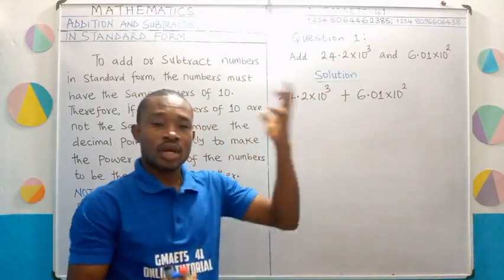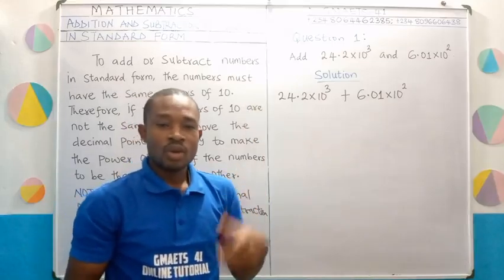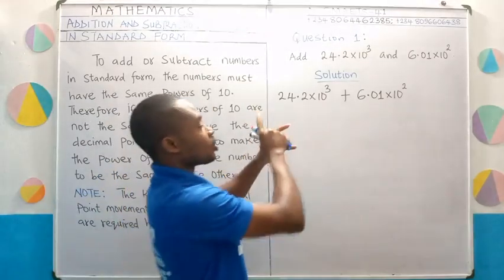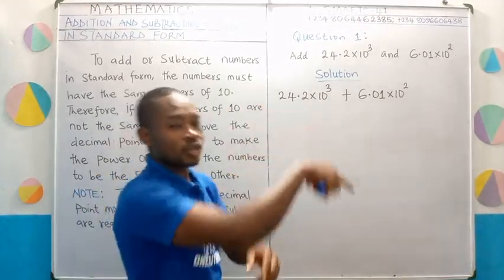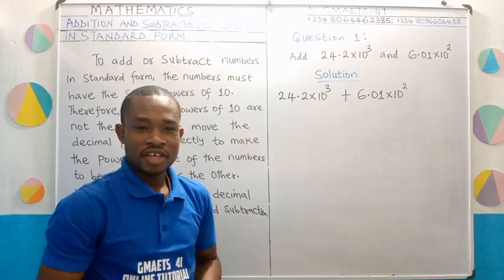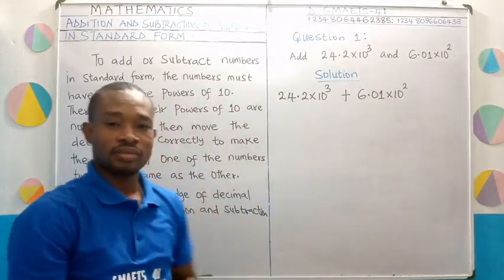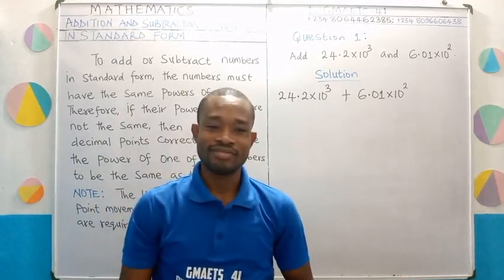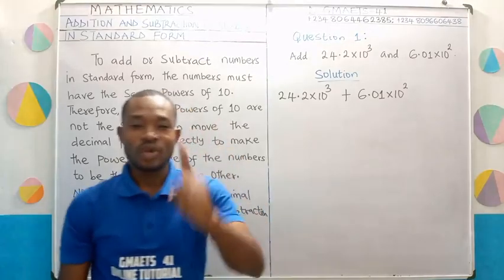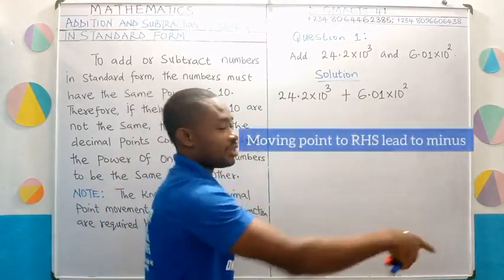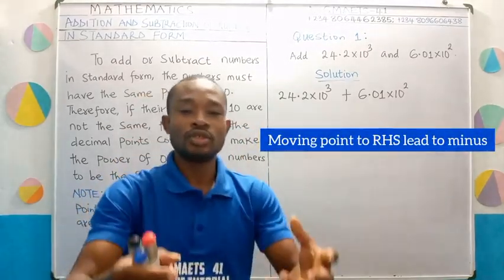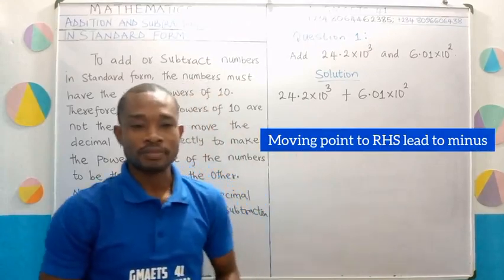This takes us to our last class. When do you do subtraction from power? When do you minus from power of 10? Is it when you move the points to the right or when you move the point to the left? What do you say? Fine. When you move the points to the right. That is what will allow you to subtract from the power.